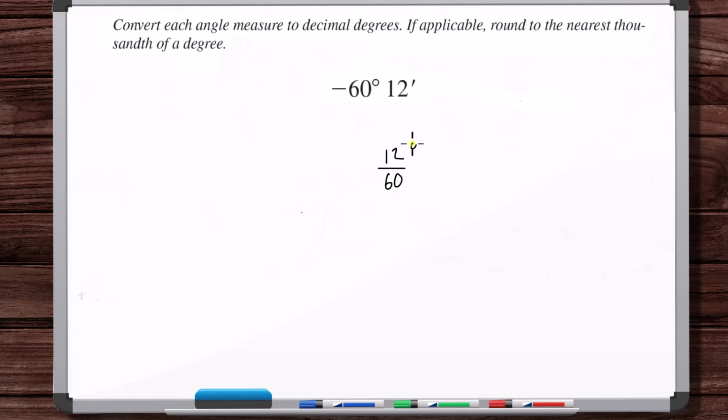So now we're in degrees. So 12 divided by 2 is 6. 6 divided by 3 is 2. So this is 1/5. Yeah, 12 times 5 is 60, right? 12, 24, 36. Yeah. So this is 1/5 of a degree. Okay, 1/5 is 2/10, so it's 0.2. So this is minus 60.2 degrees. That's this.